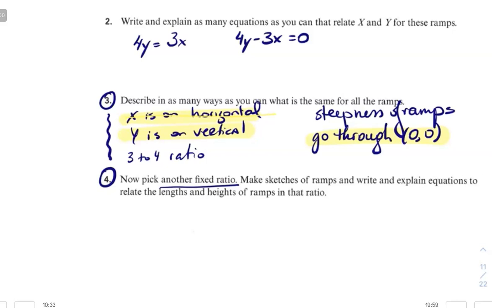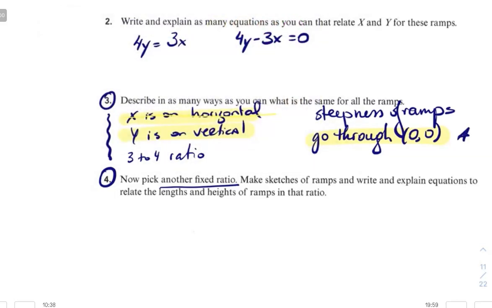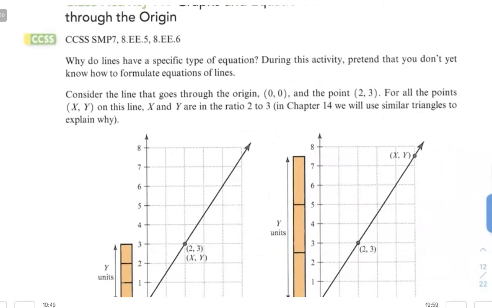So this is going to go through 0, 0 is a very important aspect of proportional reasoning, that when one of the quantities is 0, then the other one has to be 0. And we'll get back to that soon. So now let's take a look at graphs and equations.